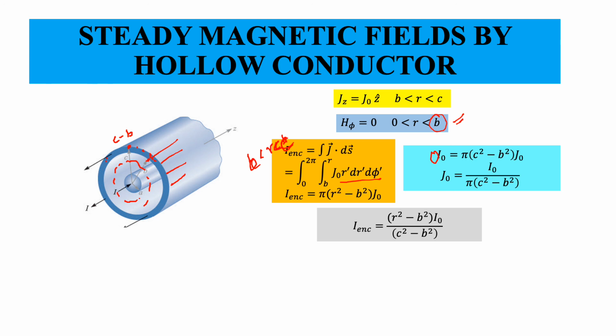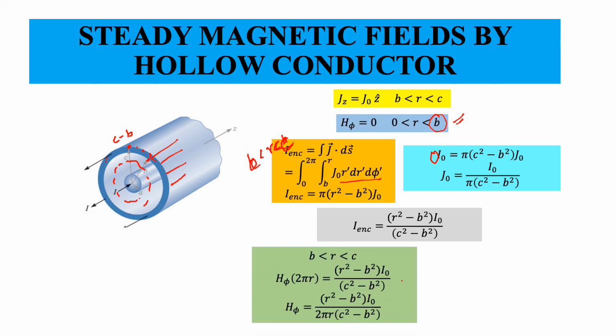What about the left hand side? Well, for the Ampere loop that you are considering inside, the Ampere loop will again be the closed integral of H dot dl, with H again directed along the phi direction, and the left hand side would be H phi times 2 pi r. Same as our last example, but the current enclosed will be I naught times r square minus b square over c square minus b square.